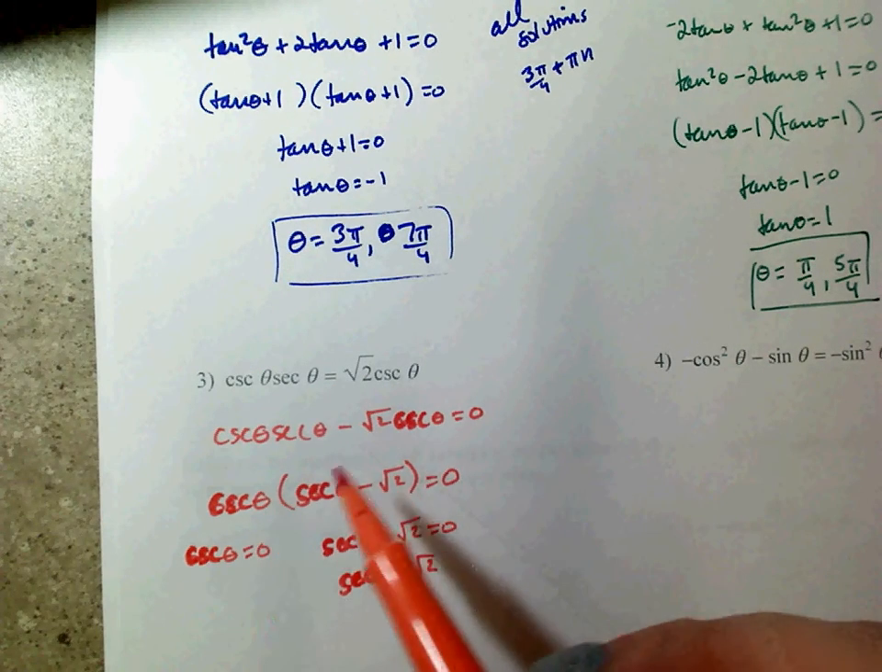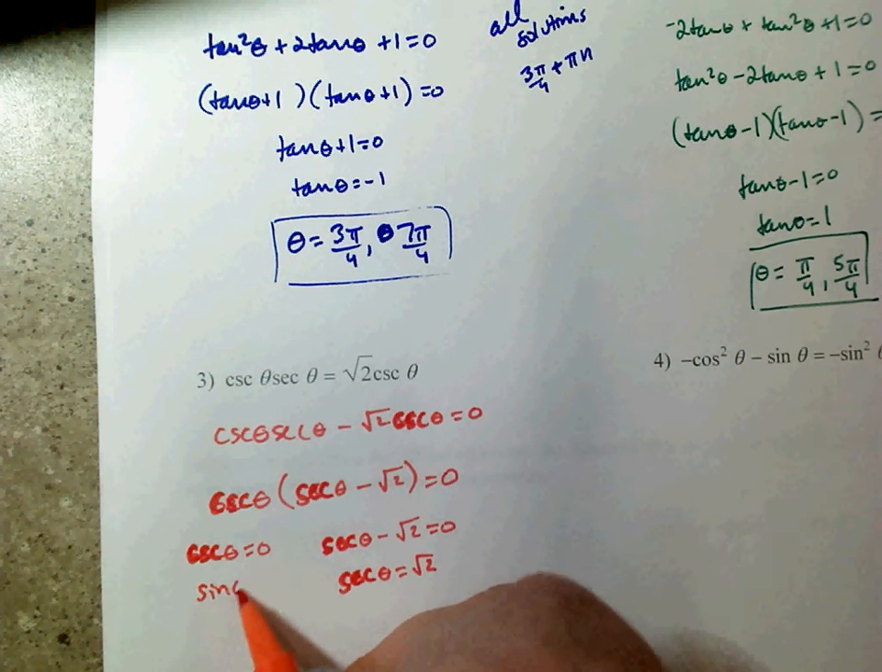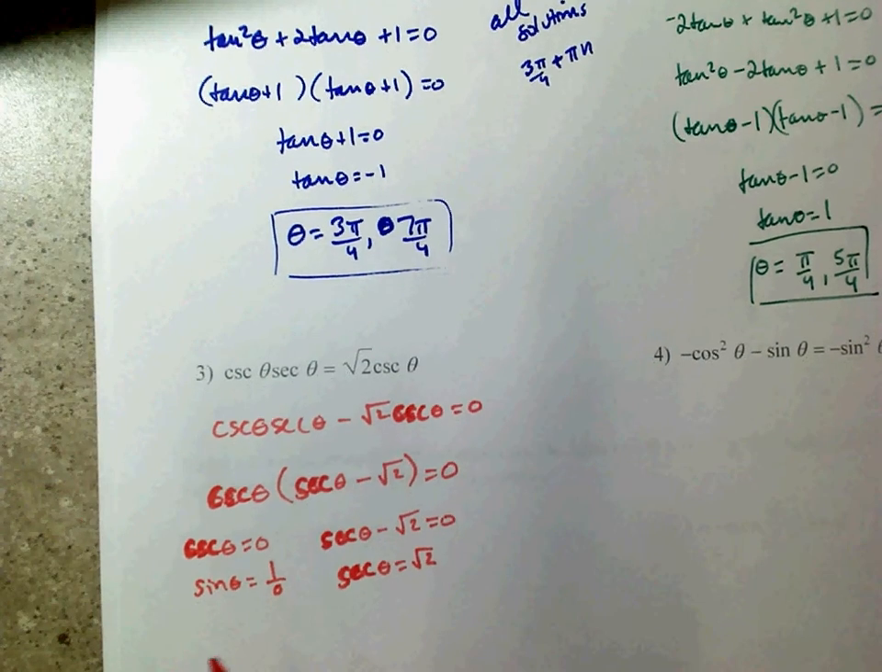Cosecant does not ever equal 0, okay? Because that's implying that sine of theta equals its reciprocal, 1 over 0. And sine's never undefined. Sine is a continuous function for all real numbers. So there is no solution for that little part.